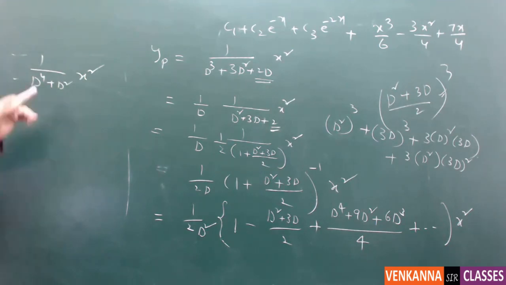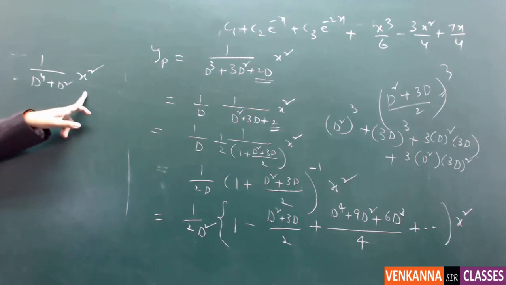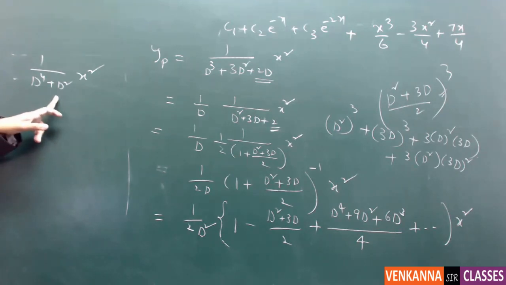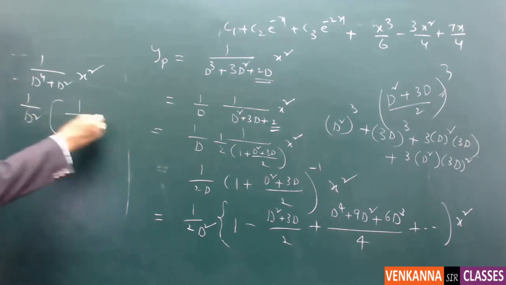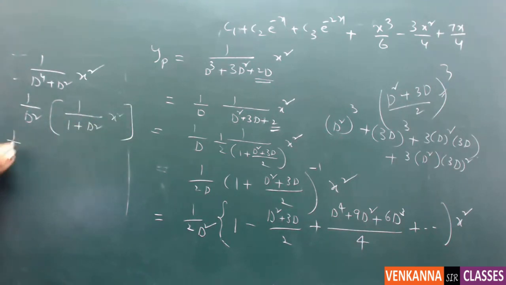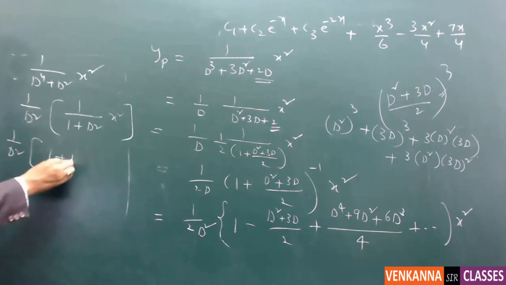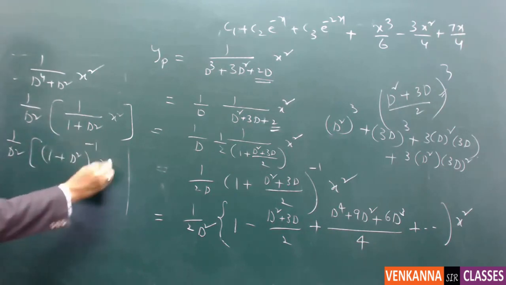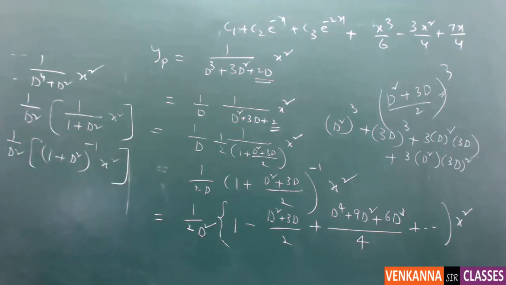If you take 1 by d power 4 plus d square of x square, what is the term you are going to take common here first? D square. So 1 by d square into 1 by 1 plus d square of x square. It will come as 1 plus d square whole power minus 1 of x square. Accepted?